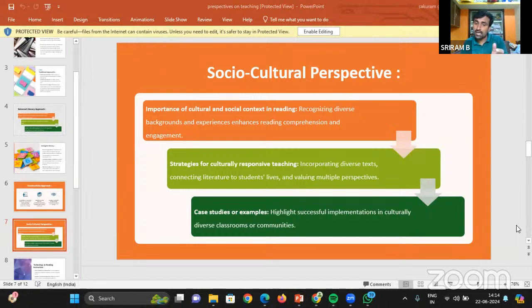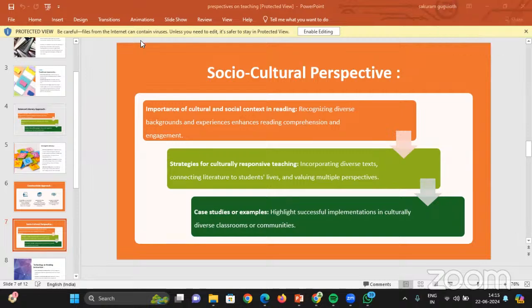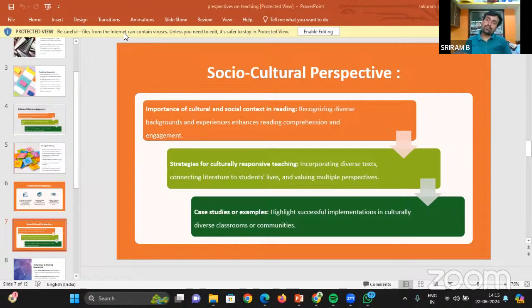A diversified classroom means we include all the children, and we must and should treat all of the children the same, whoever is in the classroom. So, understood what I'm saying here? Yes, sir. That's what the culturally diverse classroom and communities are.